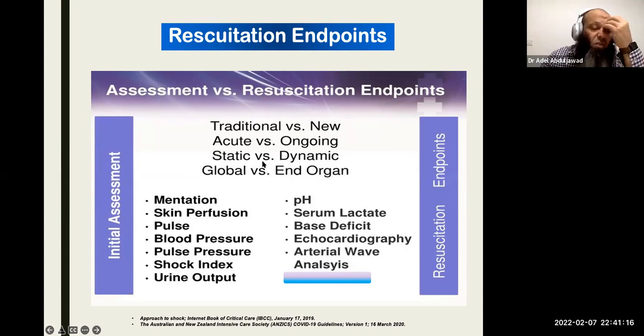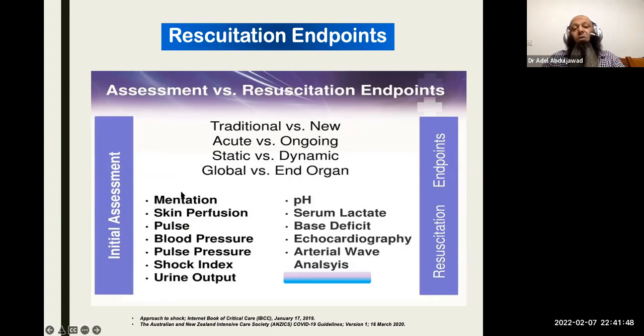These tools, either traditional or something new, either acute resuscitation endpoints or ongoing, either static or dynamic, you will use, global or end organ. So for the endpoints, when exactly to stop, it's, as I told you, after you finish with the phase focused or phase oriented, the previous 3 phases.